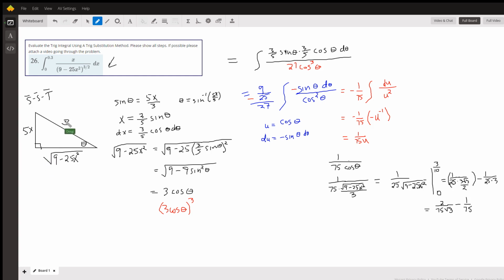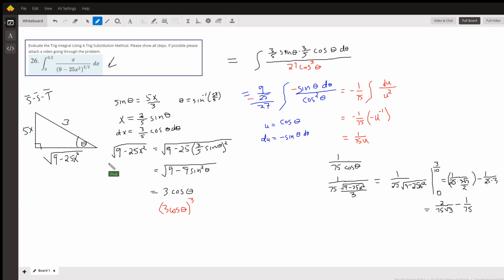So by the Pythagorean theorem, I can label the sides of this triangle as 3, because 9 minus 25x squared, square root of that would be this leg. Okay, so the sine of theta is 5x over 3. That's what we want. X in the numerator, no radical. And now if we solve for x, we get 3/5 the sine of theta. dx is then 3/5 the cosine of theta d theta.